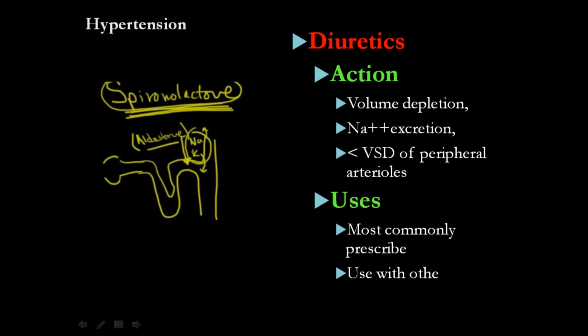We have the diuretics, that is actually spironolactone. Remember, TAS are the loop diuretics, triamterene. We have amiloride, and we have spironolactone, okay? That is the potassium-sparing diuretics. Potassium-sparing diuretics.